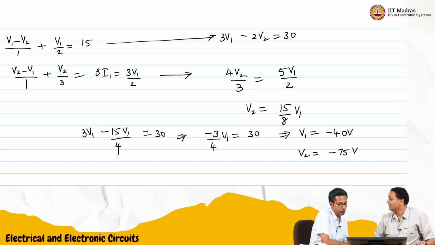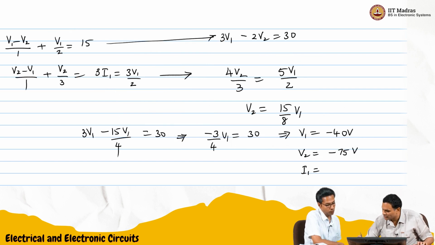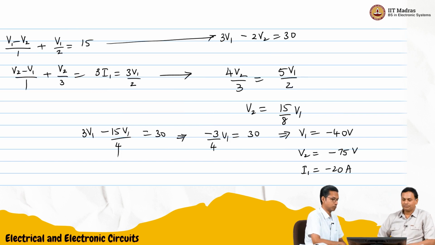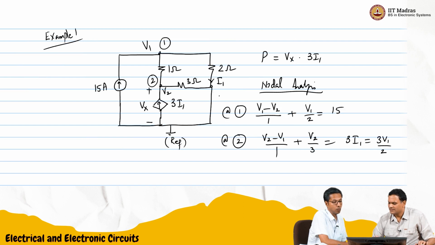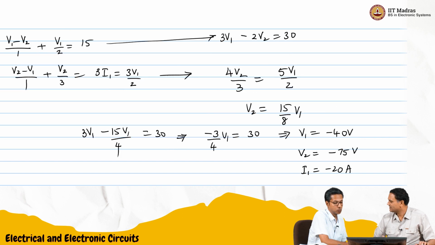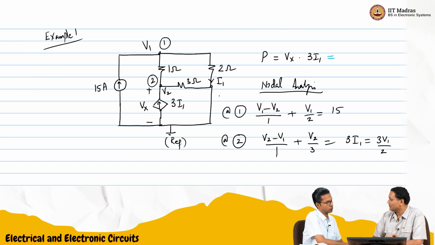And now I1 also we need to find. That is V1 by 2 or something. Oh, no, sorry. I1 was just V1 by 2. So, which is minus 20 amperes. Now it is easy, no? Vx is just V2. 3 I1 is 60 amperes. Both are negative. So, this power becomes positive still.